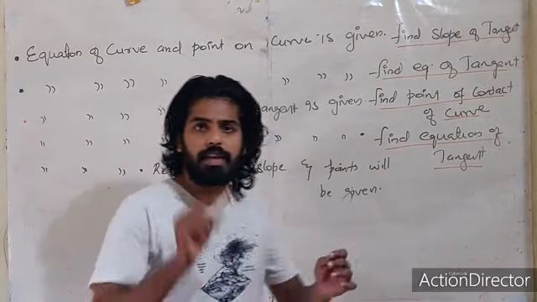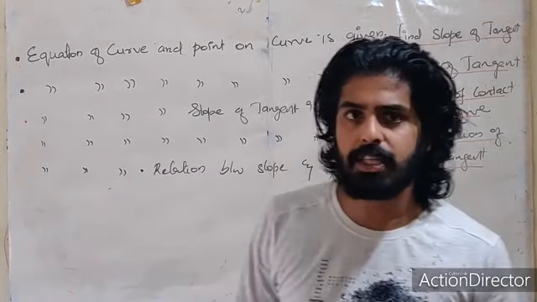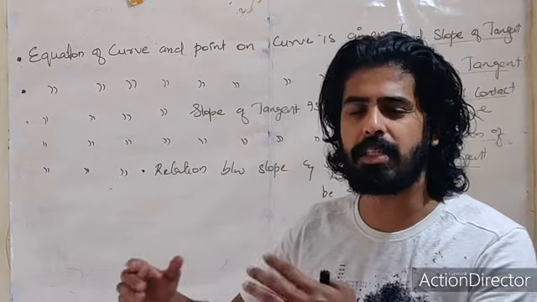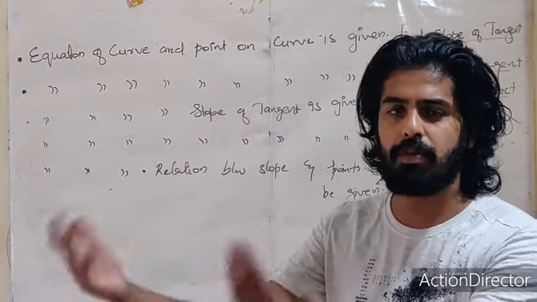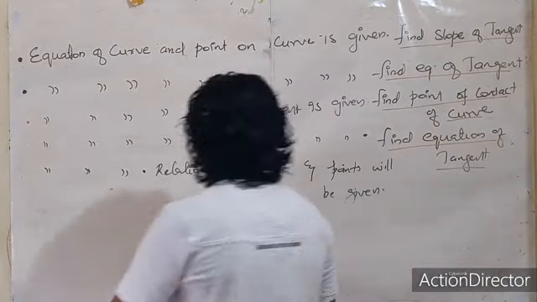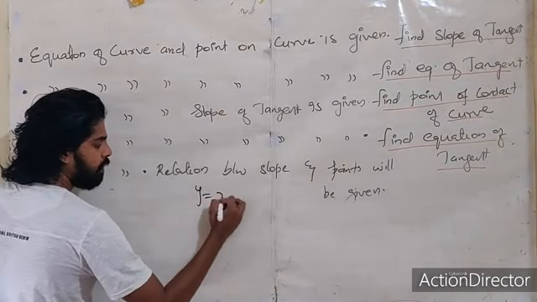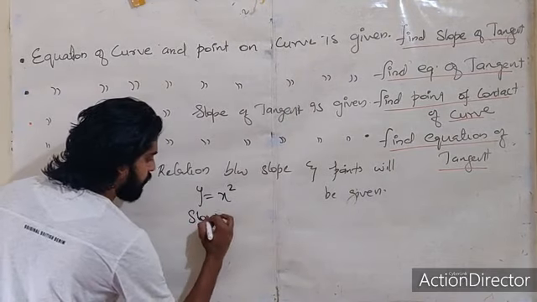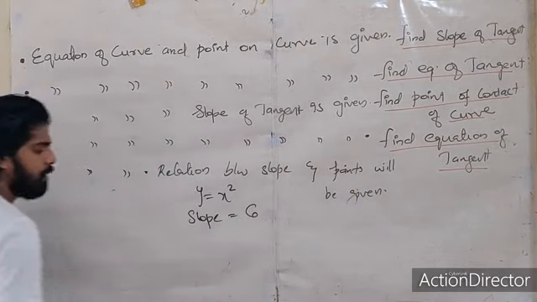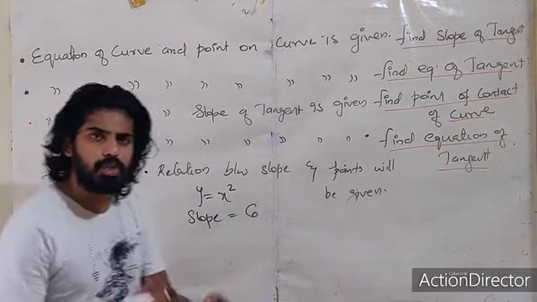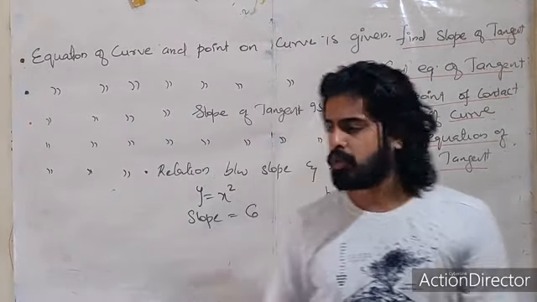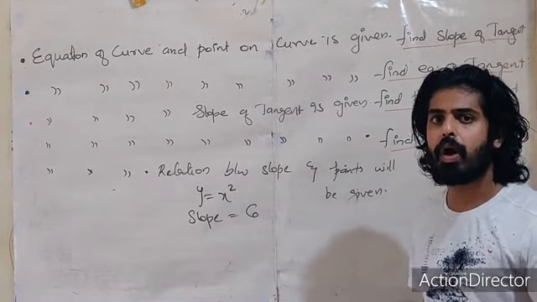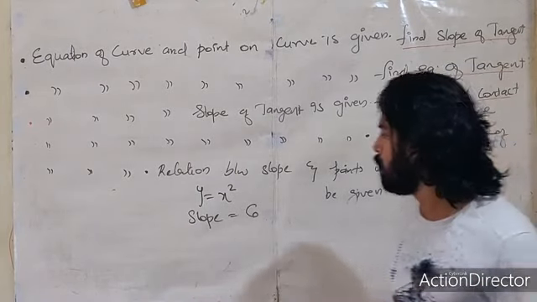So here equation of the curve is given and the slope of tangent is also given. So you need to find the point at which the slope of the tangent is equal to that value. Okay, so let's do an example. Suppose we have an equation of the curve y equal to x square and slope of tangent is equal to 6. We have to find the point at which the slope will be equal to 6. So at what point will the slope be equal to 6?